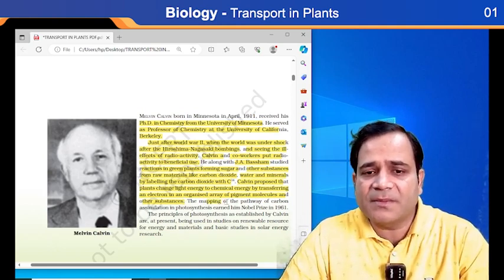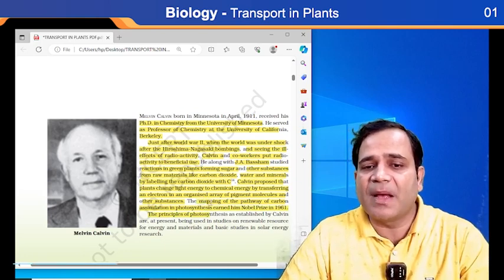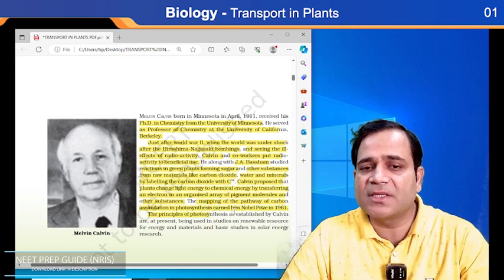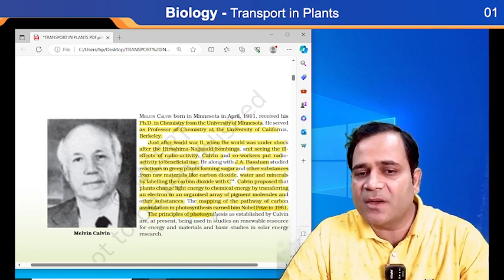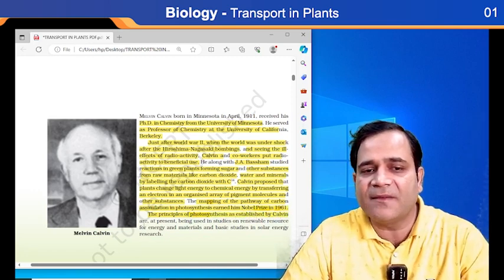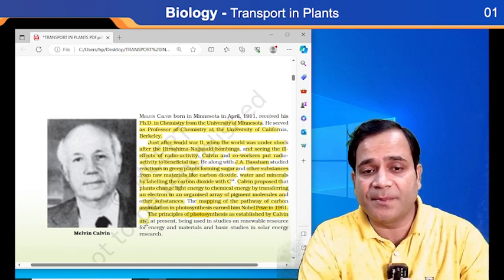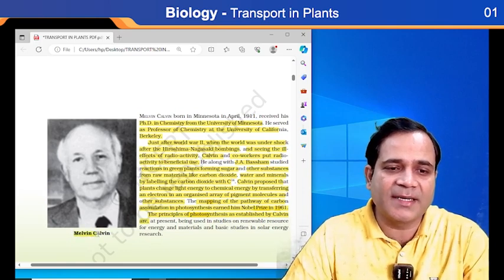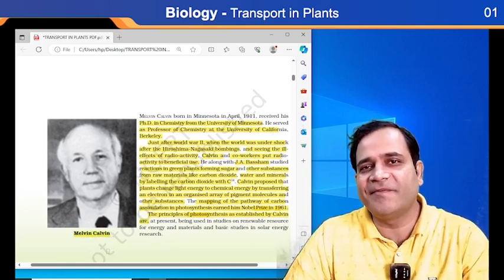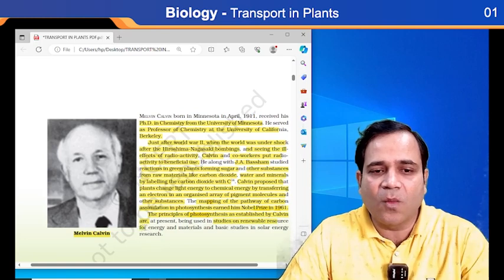Now, the mapping of this pathway of carbon assimilation in photosynthesis, when we study photosynthesis, my dear, earned him a Nobel Prize in 1961. So the principle of photosynthesis was established by Calvin. This is very, very important, my dear. If anybody asks you who established the principle of photosynthesis, then you say it is this person, looking so handsome, that is Calvin.